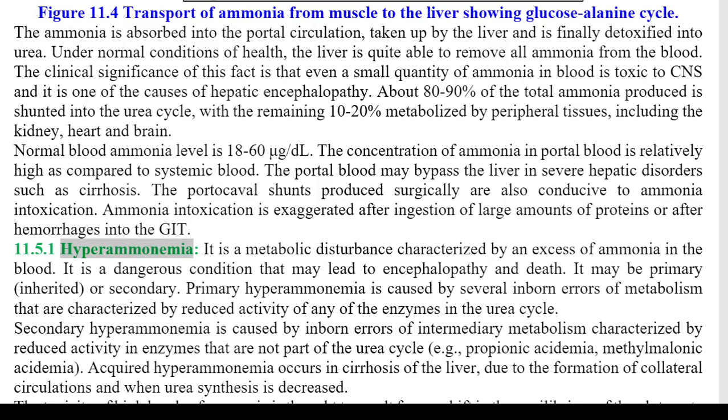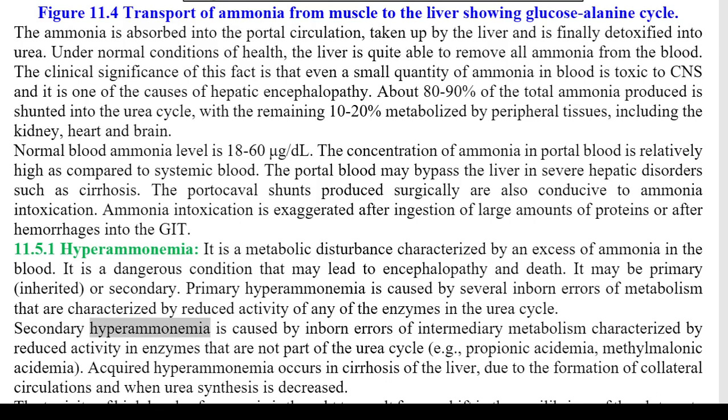1.5.1 Hyperammonemia. It is a metabolic disturbance characterized by an excess of ammonia in the blood. It is a dangerous condition that may lead to encephalopathy and death. It may be primary, inherited, or secondary. Primary hyperammonemia is caused by several inborn errors of metabolism that are characterized by reduced activity of any of the enzymes in the urea cycle.